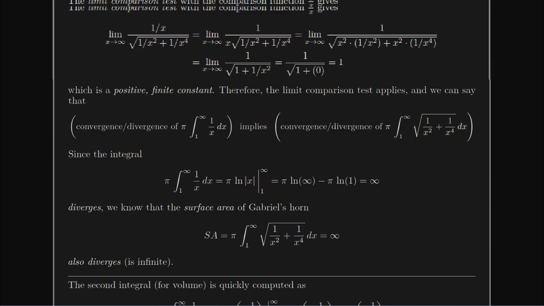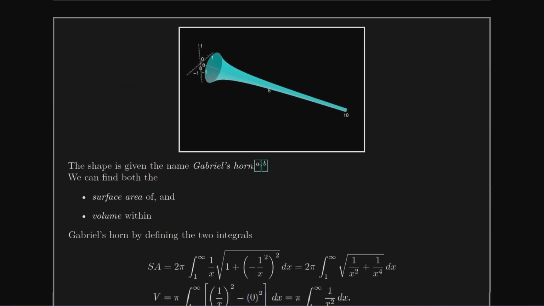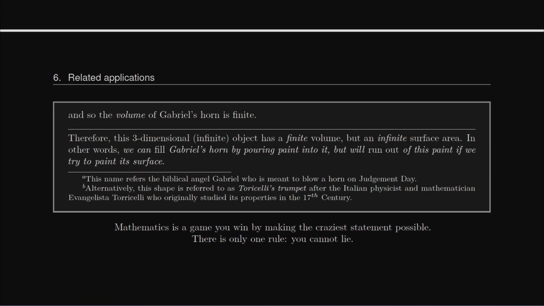In other words, we can fill Gabriel's horn by pouring paint into it, but we will run out of paint if we try to paint its surface. Doesn't make much sense, right? If I poured paint into something, the paint is coating the surface, and I used a finite amount of paint.